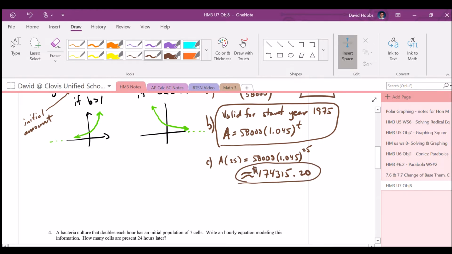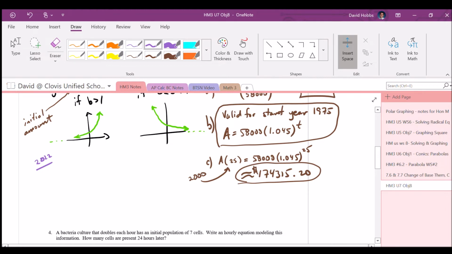So to the nearest penny, there it is. And that was actually pretty accurate for the year 2000. So for the year 2000, I'm going to plug in 25. What if we wanted the year 2022? I know that's not one of the questions, but what if I wanted the year 2022?